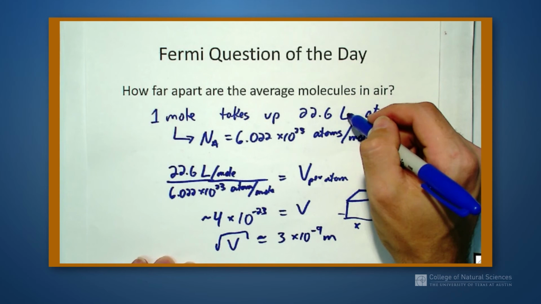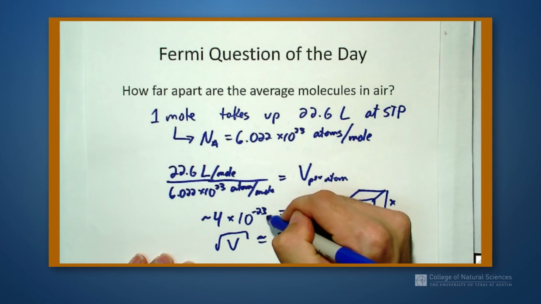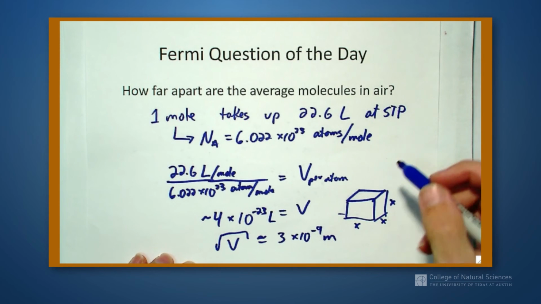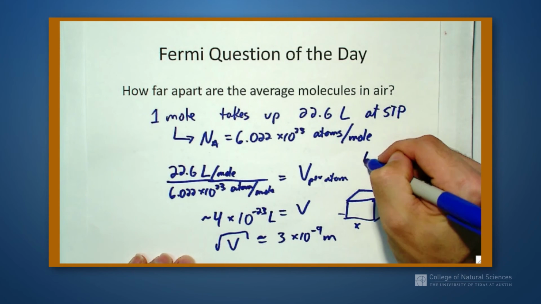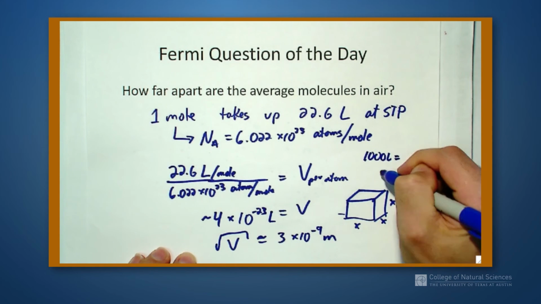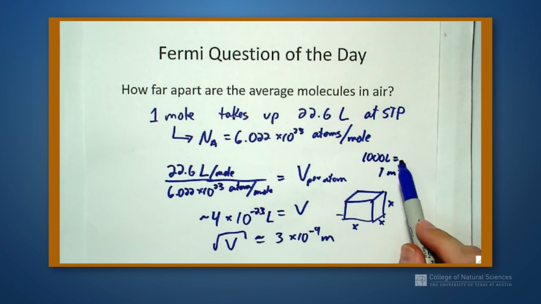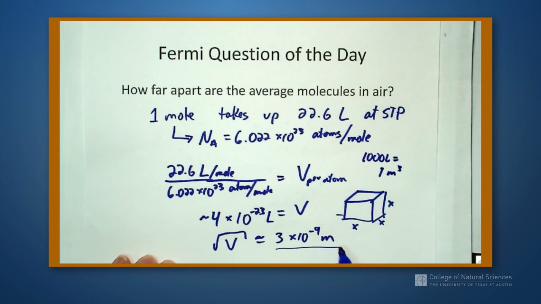There is one conversion that I skipped in here, and that is this is in terms of liters, and I know that 1,000 liters takes up 1 cubic meter. So there's an extra factor of 1,000 in there. But it works out to be a nice little number. It's around 3 times 10 to the minus 9, or 3 nanometers. So the average distance between any given molecule in air is on the order of nanometers.